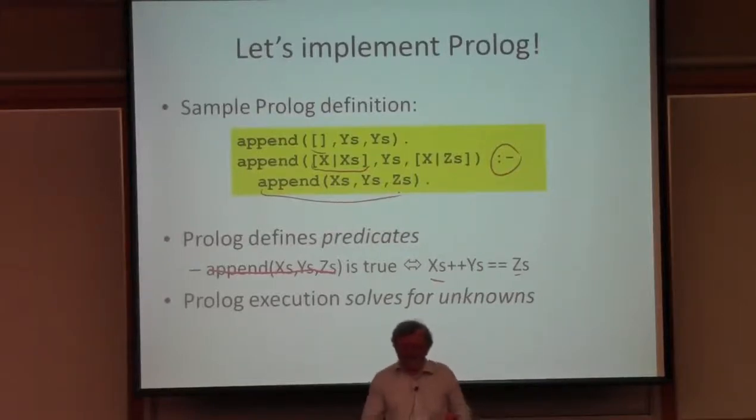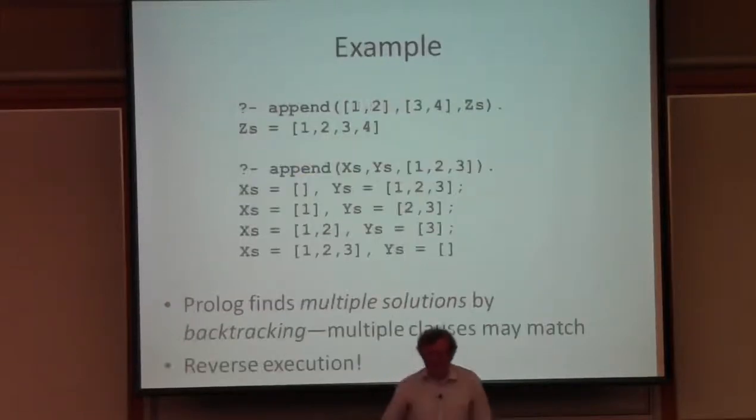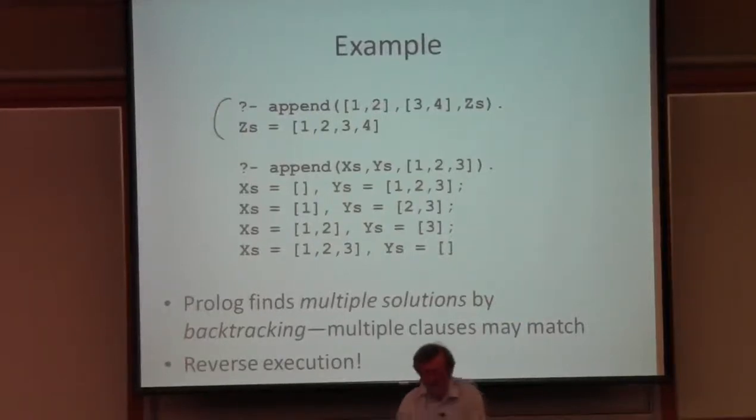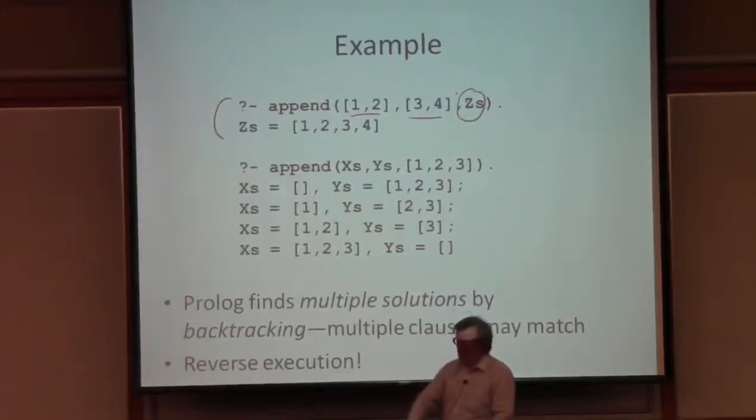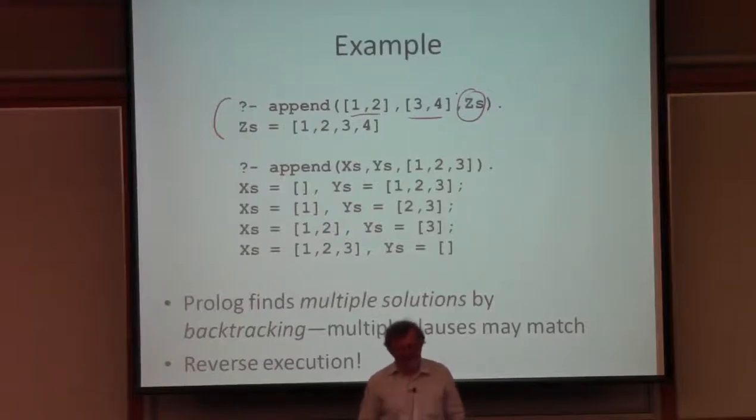Well, the point is that when you execute Prolog code, it solves predicates for unknowns. So I can certainly use the append predicate in the expected way. I can say, when I append the list 1, 2 to the list 3, 4, what do I get? And I say that by passing a variable here. That's an unknown. And now Prolog will solve this constraint that z should be equal to 1, 2 append 3, 4, and it'll show me the solution. There it is.